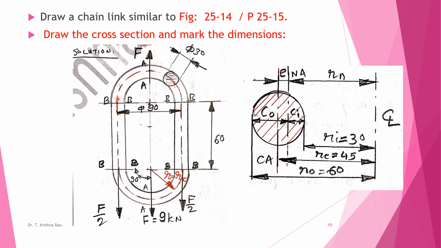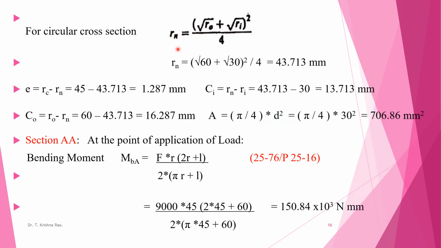So we have taken the link here, we have drawn the figure here, and we have got a direct load, we have got a bending stress, and we have to find out Rn for this cross section. RC is very easy to find out, we found it already. Rn for a circular cross section is given by this equation, already we have done this. So we find e, we find Ci, we find C0, we find area. These are the things which we require for our further calculations.